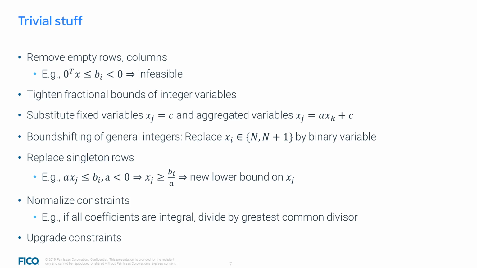Presolving can also replace singleton rows. Suppose there is a row which only has one single variable. Even though it is not an equation, so the variable is not fixed, it would just imply a new bound on the variable. Moreover, some constraints may also be normalized, for example in the case in which all coefficients are integral, so they can be divided by the greatest common divisor.